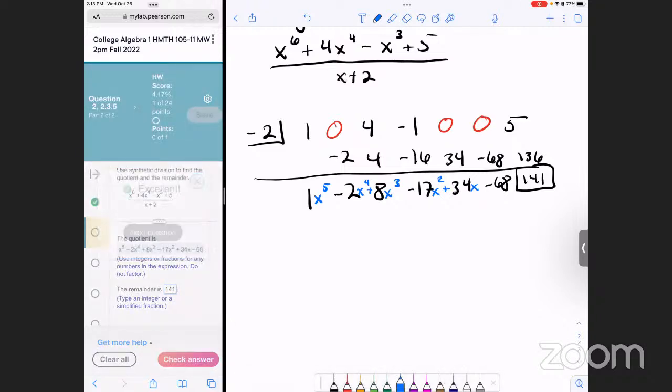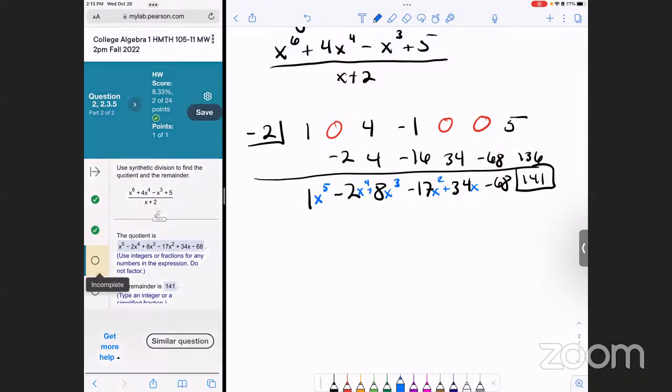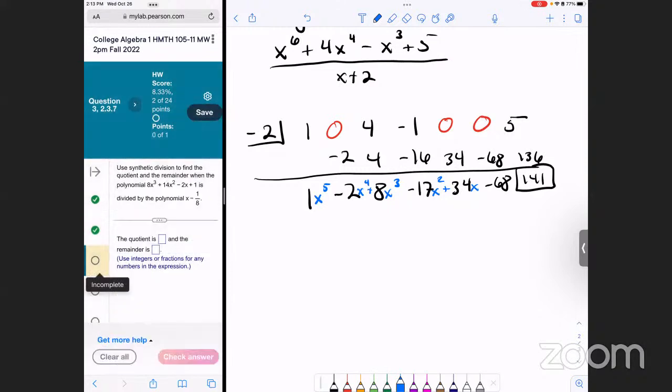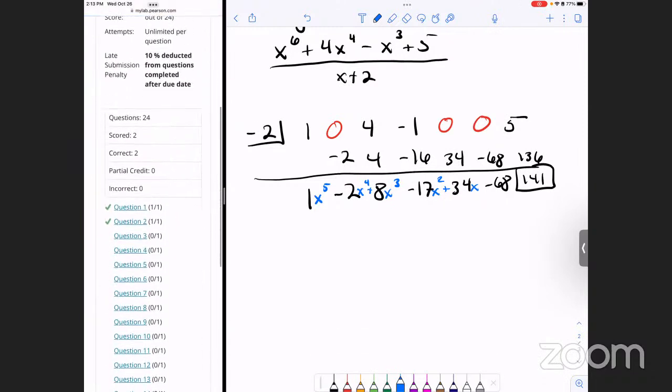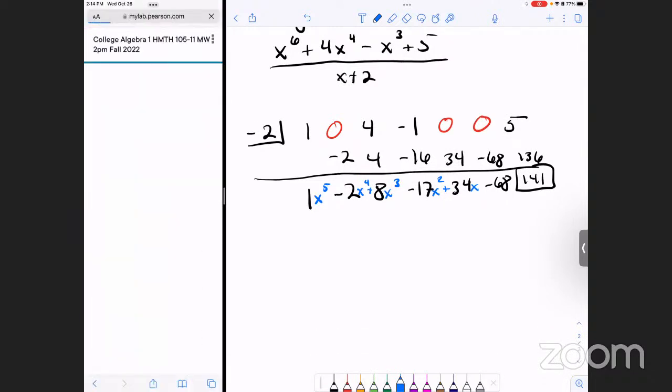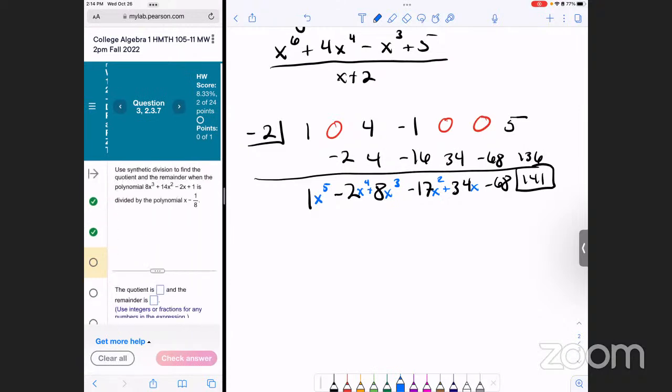All right. That kind of worked. Can we just go into the next question? Use synthetic division to find the quotient and the remainder when this polynomial, so it's a similar one. I'm going to just hit save, so that if we get booted, we'll be working with the same one. Are we just on the third question? Okay, that's fine. I'll do this one again after attendance.